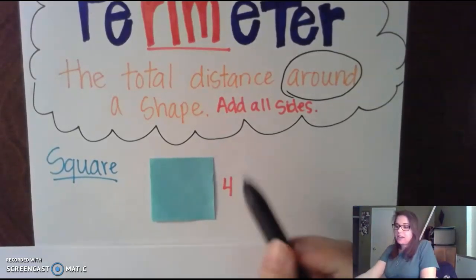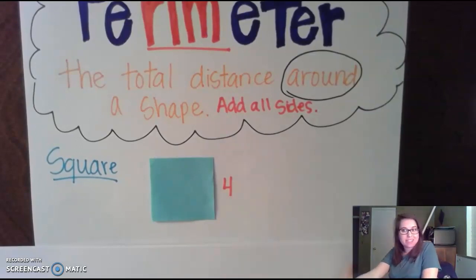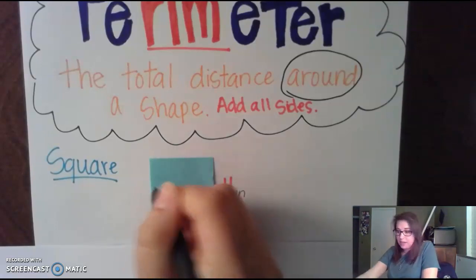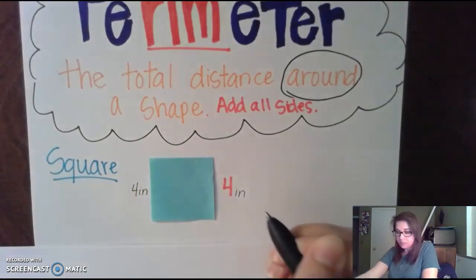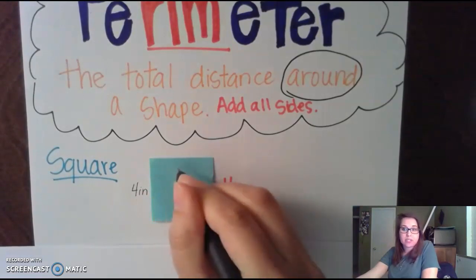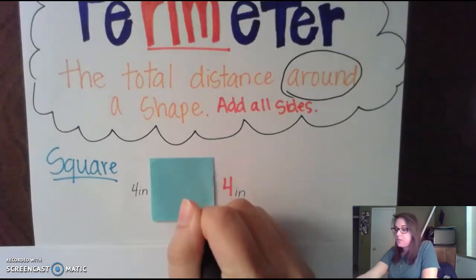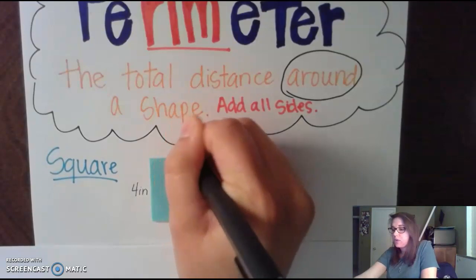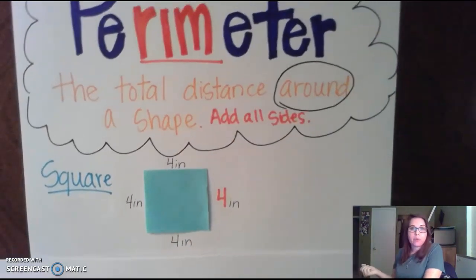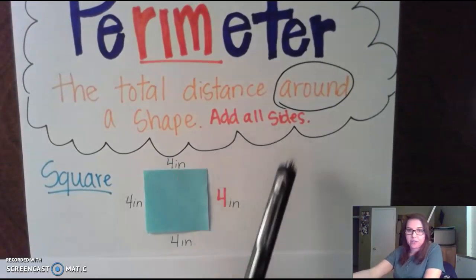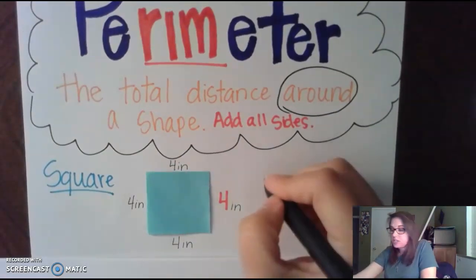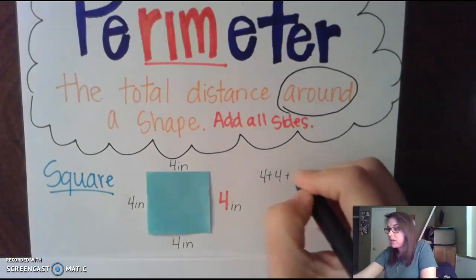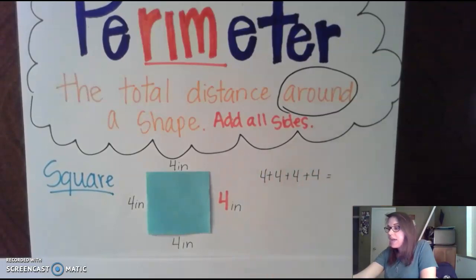So if this side of the square is 4, let's say, inches, then we know that the opposite side is 4 inches. And since all four sides are the same, the bottom is 4 inches and the top is 4 inches. And whenever we're working with perimeter, we know to add all the sides. So we can do 4 plus 4 plus 4 plus 4, and that would give us our answer for perimeter. That's going to equal P, the perimeter.